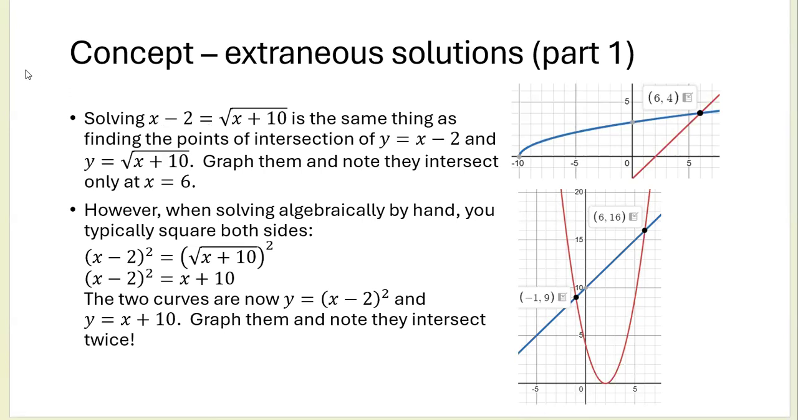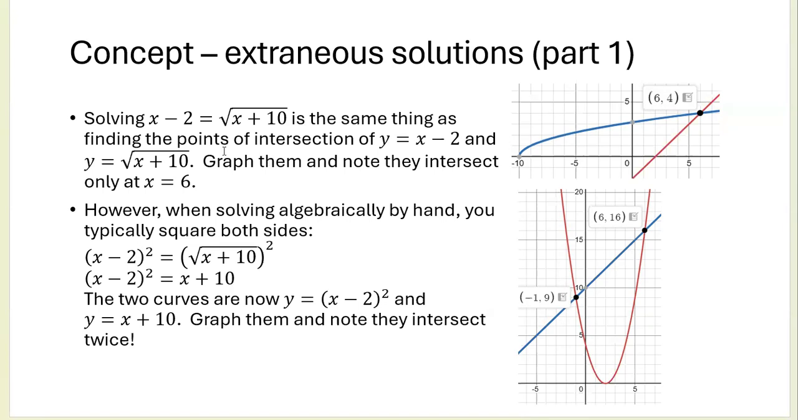Solving that equation is the same thing as finding the points of intersection of y equals x minus 2 and y equals square root of x plus 10. So if we graph them on the digital SAT, you can totally graph them. It should always allow a calculator, I believe. You can graph them and find the point of intersection: x is 6, y is 4. Totally fine.